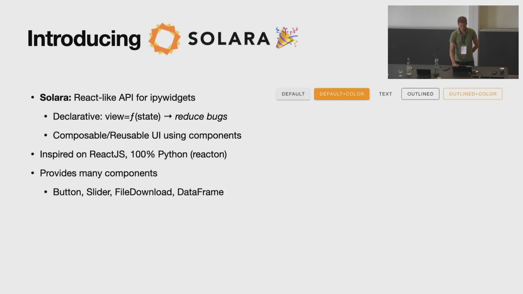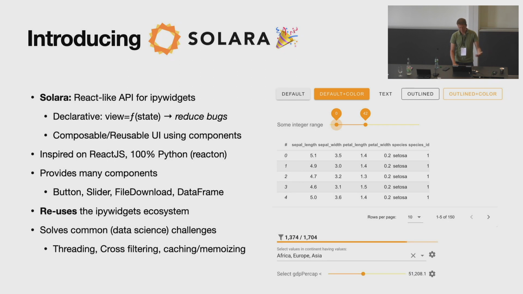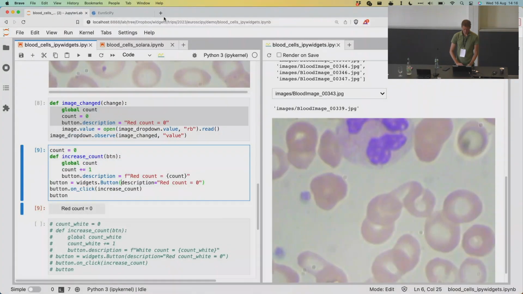It provides many components such as buttons, sliders, file downloads, things for displaying data frames, but it reuses the whole ipywidget ecosystem. So we're not building something from scratch, we're building on top. And on top of that, not just components, but we solve a lot of common challenges in the data science world, like an easy way to do threading, cross-filtering, caching, etc. And we have a nice way of doing type-safe state management, which I'll show in the second demo.